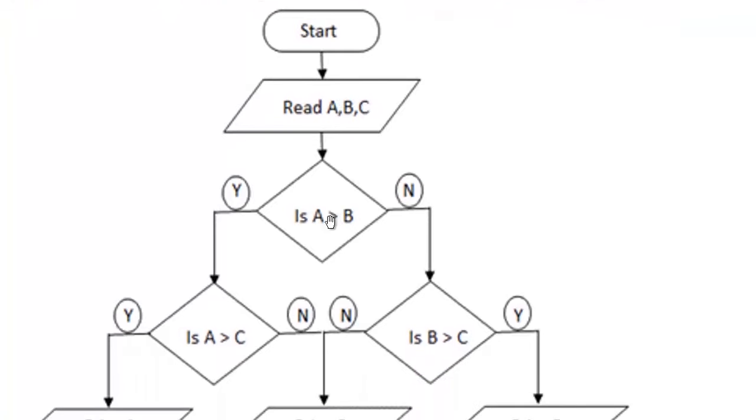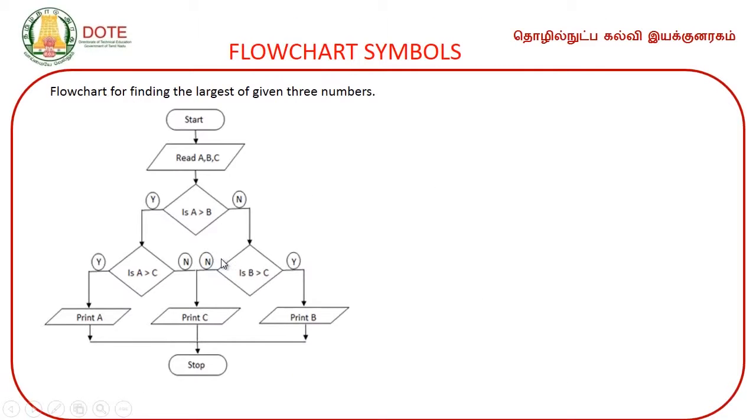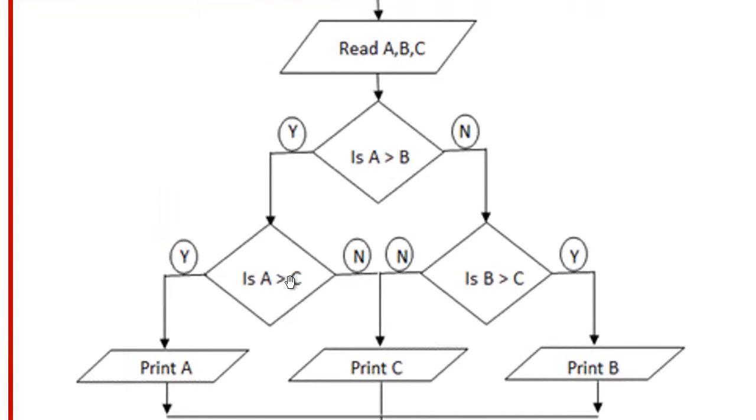Then we compare whether A is greater than B, that means the first comparison checks A and B. From this, if the A value is greater, again A is compared with the third value. Actually, the first value A is compared with B and C. If A is greater than B, we immediately check whether A is greater than C. If A is greater than both B and C, we will decide A is the largest.